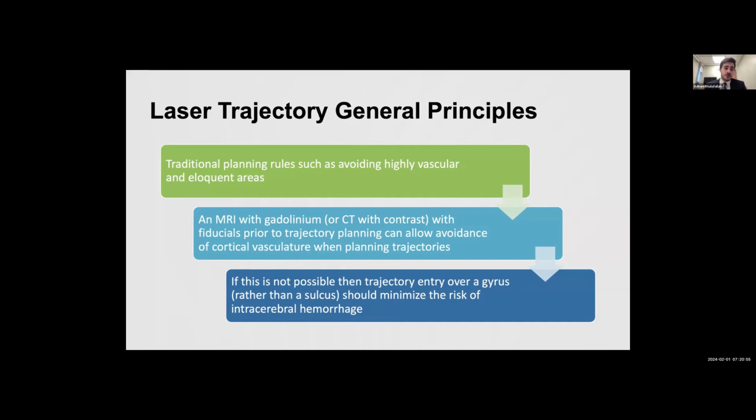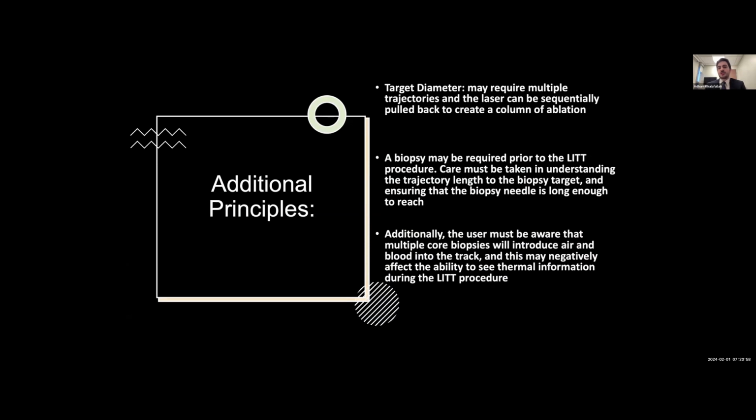and going through vasculature. Some other principles that I want to mention, and this is based on our experiences and other institutions as well, is that your target diameter may require multiple trajectories, and we'll show some examples for this. And the laser could be pulled back to create a column of ablation. Another thing to keep in mind, most of our LITT patients get biopsies before that. So you need to understand how the biopsy target length is going to be different than the actual LITT length, making sure that your biopsy needle is going to actually reach where your laser is going to be.